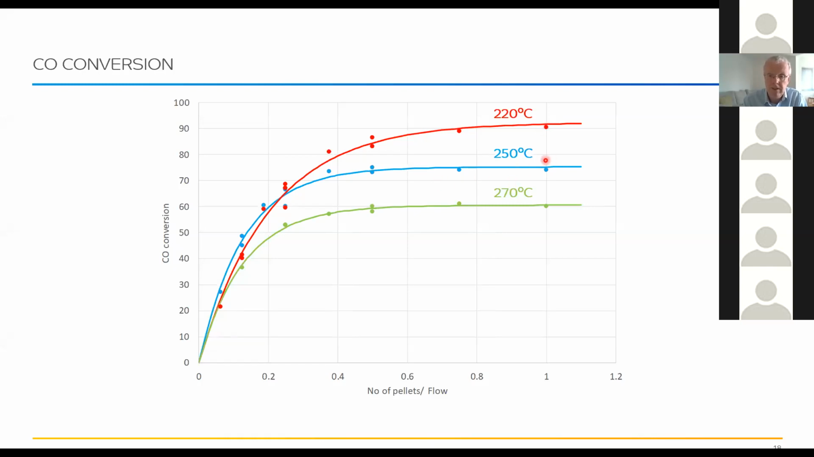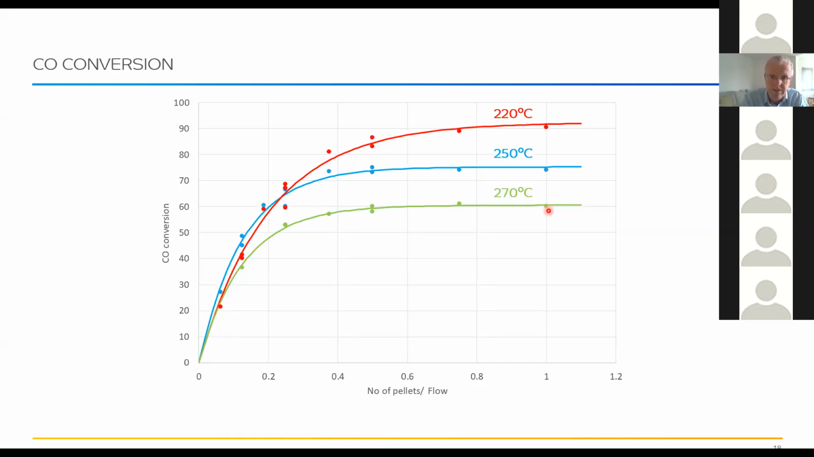At 250 degrees, the equilibrium conversion is just below 80%. And at 270 degrees, the equilibrium conversion is just over 60%. So we approach equilibrium conversion as we increase the number of pellets in the reactor. This shows how we can look at methanol synthesis quite successfully with a pellet string reactor. On the final technical slide I'm going to show you now, we can use those data to decide on a set of test conditions to compare different catalysts.